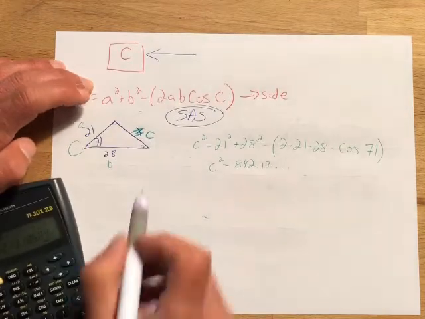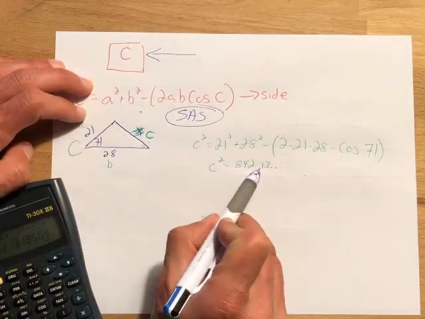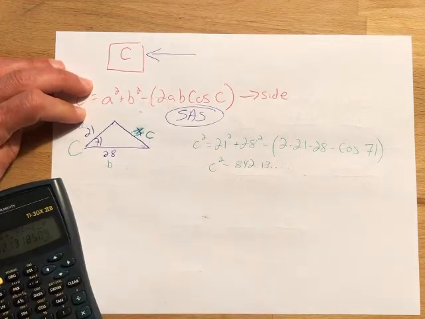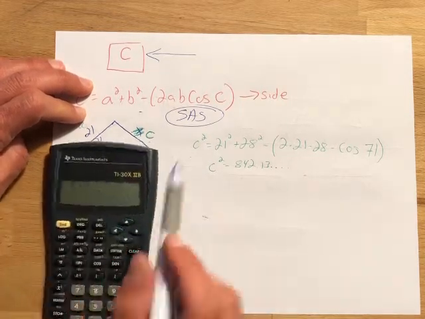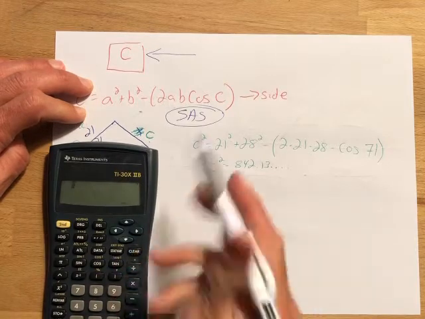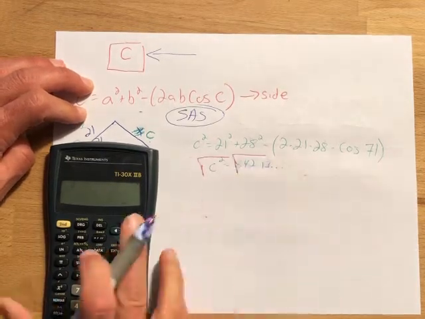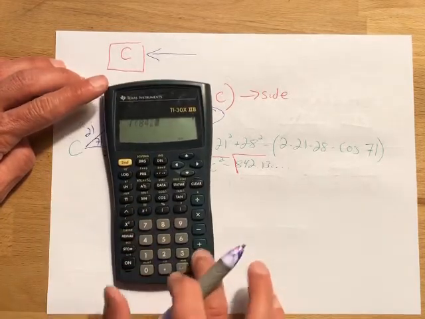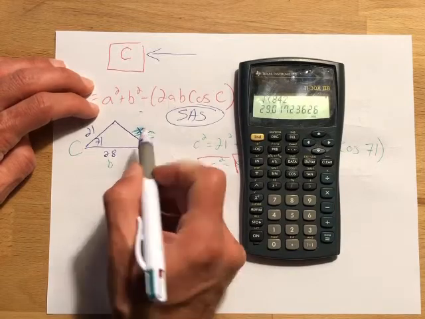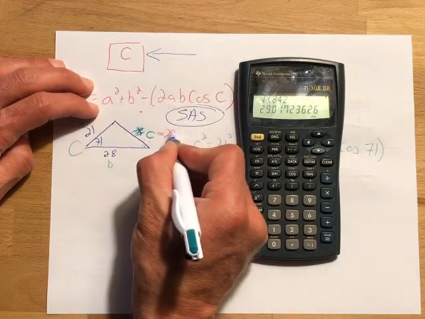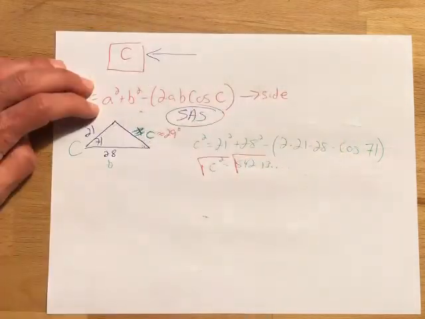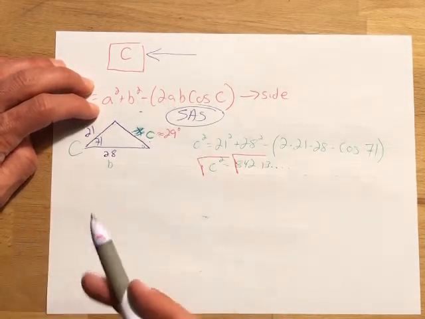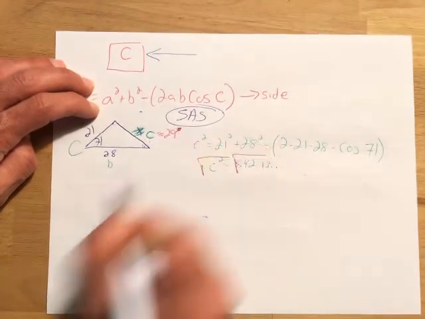But there's no way that this side is equal to 842 because notice in the formula, it's c squared. So the way you get rid of a square is you square root it. So I'm going to say the square root of 842. So this side is approximately 29. Approximately. Yeah, that's about right. Because look, this is 21, this is 28. Yeah, it's about 29, more or less.